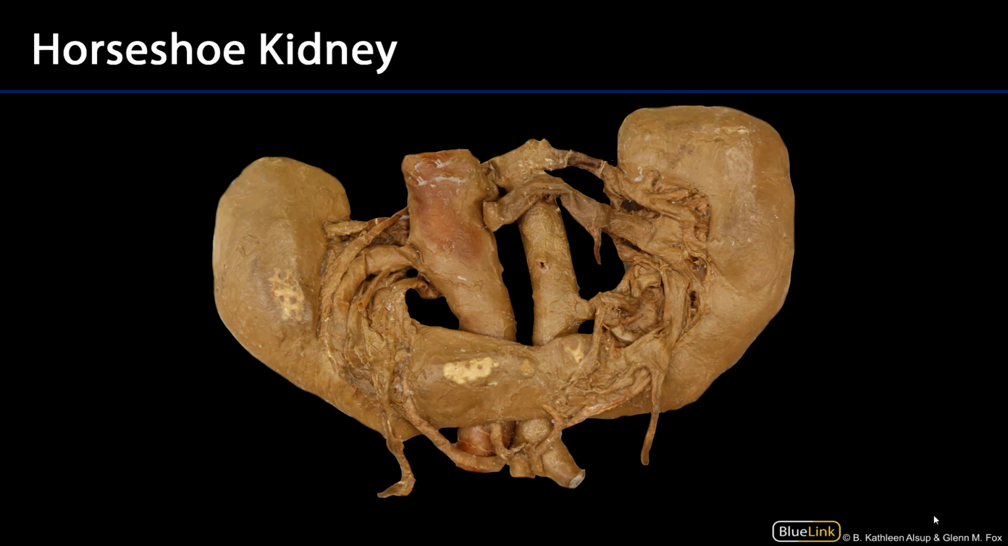The next abnormality is a fusion abnormality, and this happens when the inferior poles of the kidneys fuse along the midline. Now, the kidneys ascend out of the pelvis and to their location with their hila approximately at the L1 vertebrae during development. But with a horseshoe kidney or renal fusion, what happens is these kidneys get hung up on the IMA, or the inferior mesenteric artery, and never fully move to the L1 position.